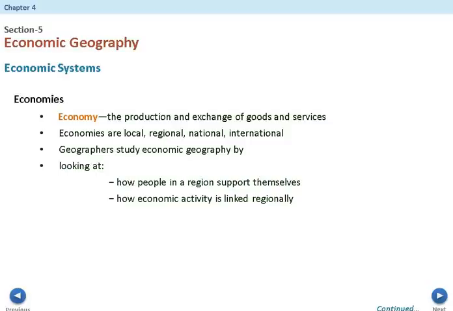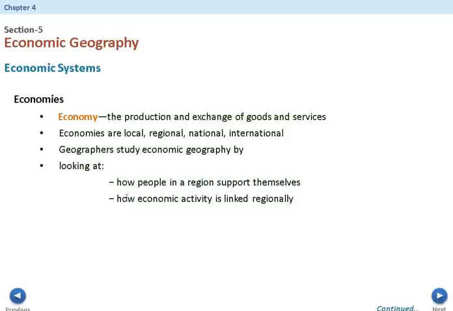This is something that we can talk about in great detail. There's a lot of different things about economics that we can pursue, but we just want to give a generalization on this. Economy is a production and exchange of goods and services. So what we're talking about in economics is basically how do we transfer items and for what cost.